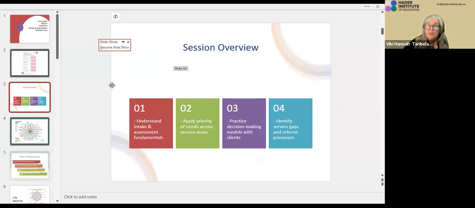So your session overview is going to be understand intake and assessment fundamentals around counselling, apply priority of needs across the service area. So we ask what the client would like to get out of our session because that's their goals. And so their goals become your goals and my goal. So we practice decision-making models with the client. So they say, I could never approach them like that. We'll practice it. You get to do role plays when you're in case management. So you're really stuck. All right, we're going to do some practice runs.